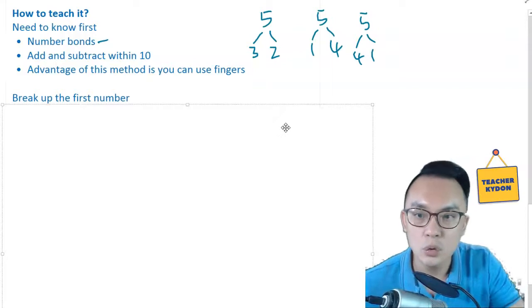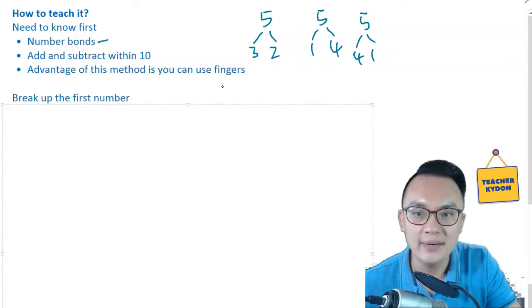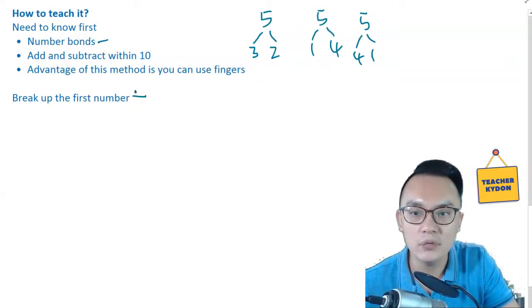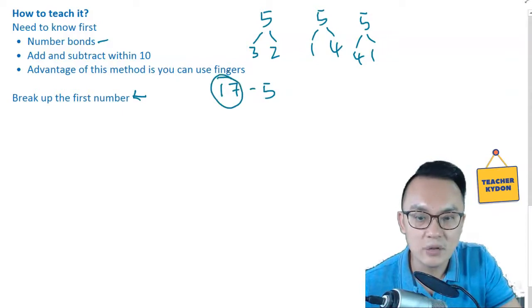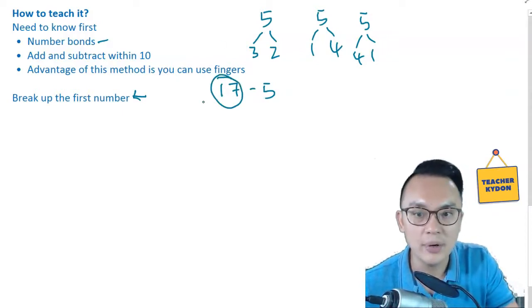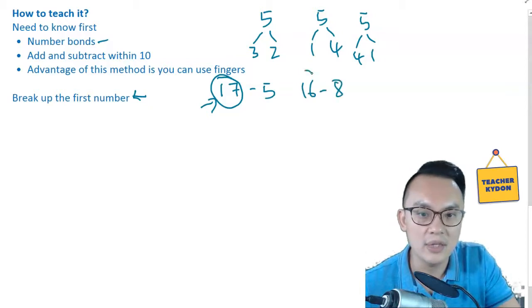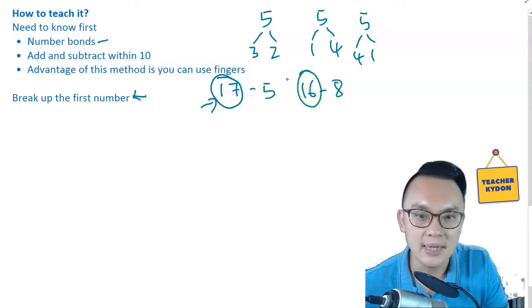So the first step in subtracting to 10 first is you have to break up the first number. If we have a question like 17 minus 5, the first thing that you must drill them on is to break up the 17, or 16 minus 8, whatever it is. They have to break up the first number.